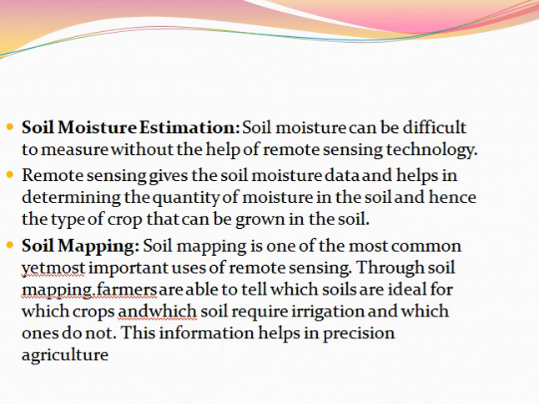Then soil mapping. Soil mapping is one of the most common yet most important uses of remote sensing. Through soil mapping, farmers are able to tell which soils are ideal for which crops, and which soils require irrigation and which do not. This information helps in precision agriculture farming.